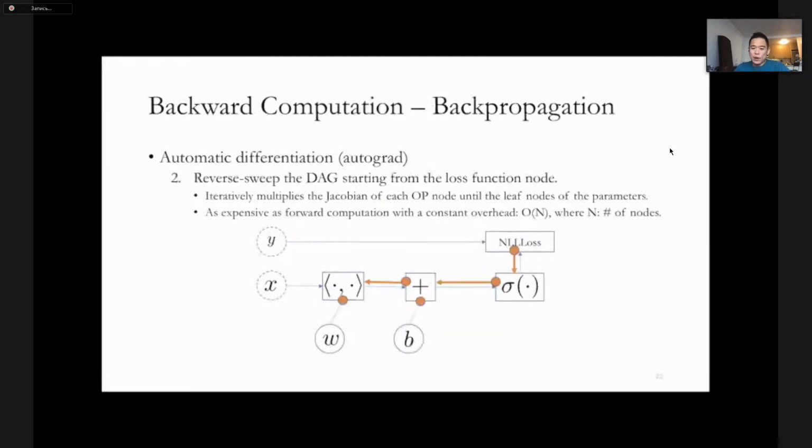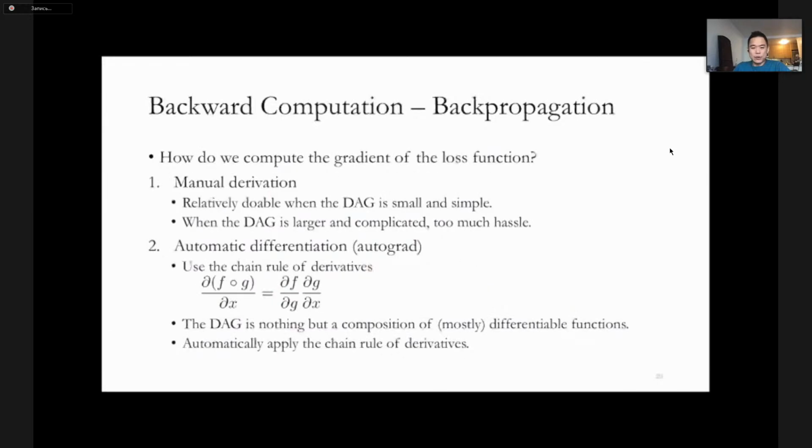Now, this brings us to the question of how we actually compute the gradient of this loss function. We used to do manual derivation quite a lot, like 15 years ago, but we don't do that anymore because of the advances that we have made in automatic differentiation.